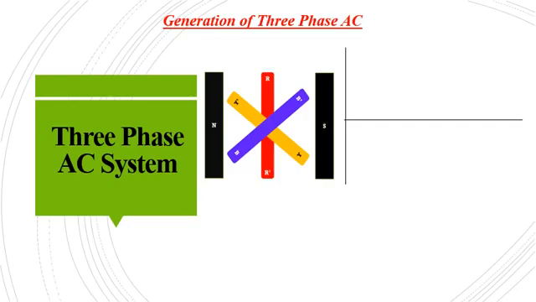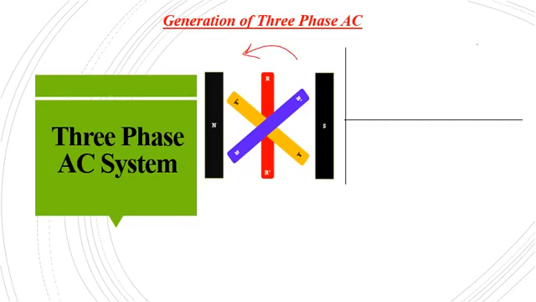Because in total we have 360 degrees. So 3 coils means 360 by 3. So we need 120 degrees. So in order to generate a three-phase supply, we will be placing 3 sets of coils 120 degrees apart, and these coils are rotated in the anti-clockwise direction.